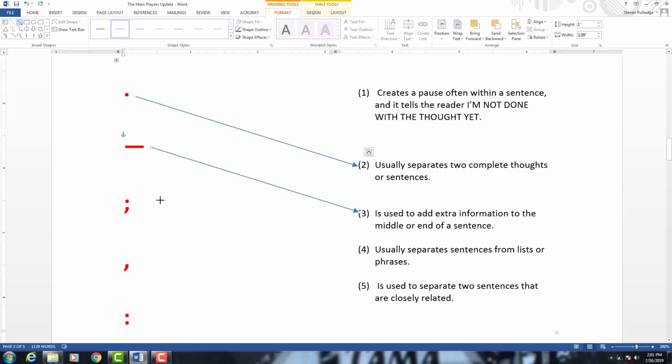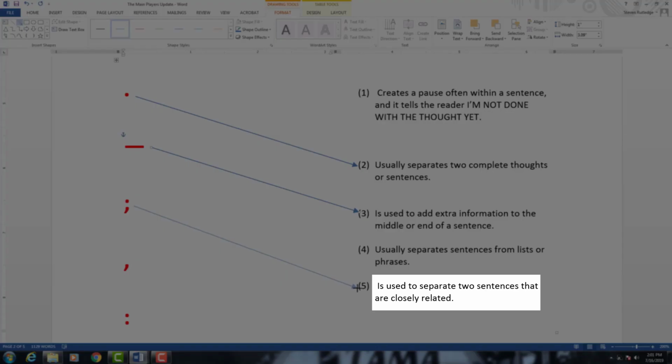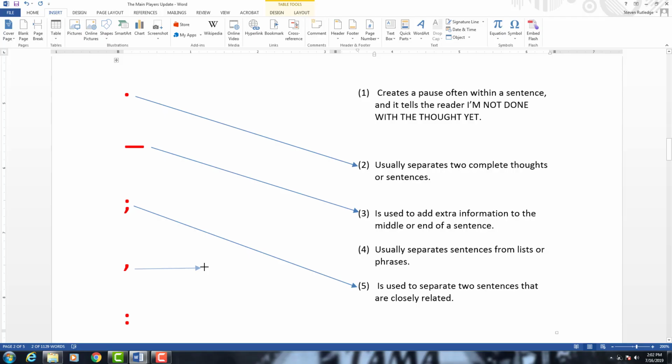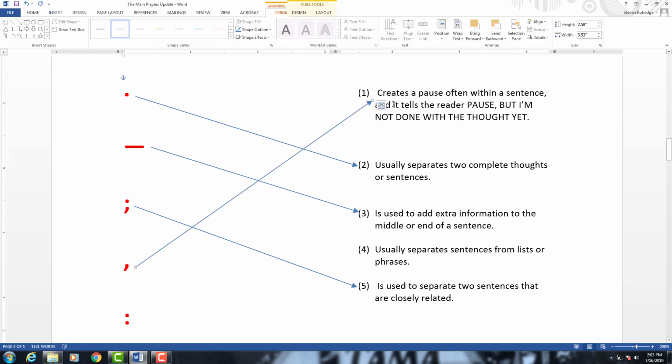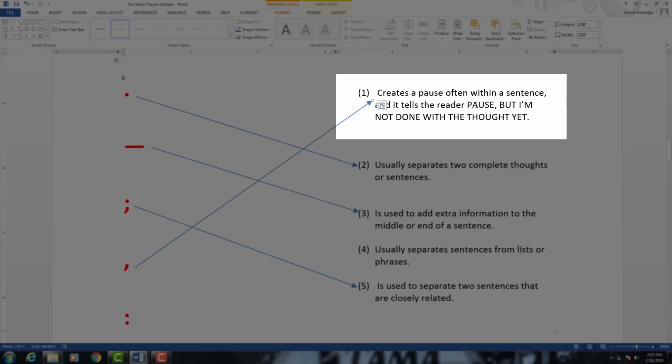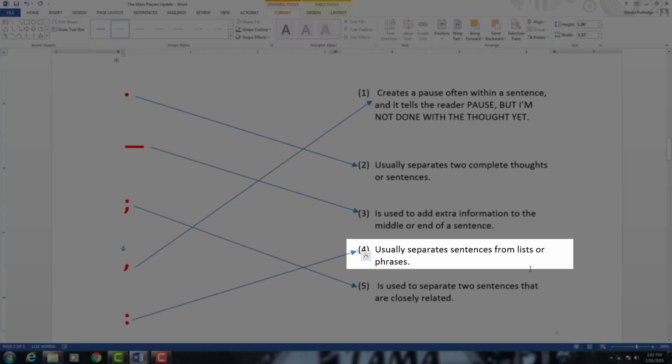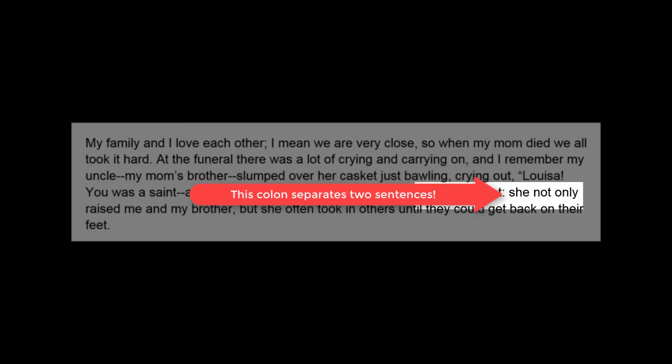Did you get it right? How about the semicolon? Yeah, like periods, semicolons are used to separate 2 sentences. But in the case of a semicolon, the sentences are closely related. Okay, how about commas? That's right. A comma creates a pause within a sentence, and it tells the reader, pause, but I'm not done with the thought yet. And of course, a colon usually separates sentences from lists or phrases. There is an interesting situation where colons can also separate sentences. In fact, I used one in the writing you saw earlier, but we're probably not going to talk much about that in this video. Okay, here's another challenge for you.